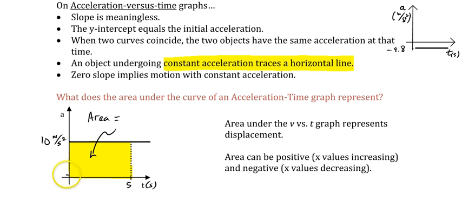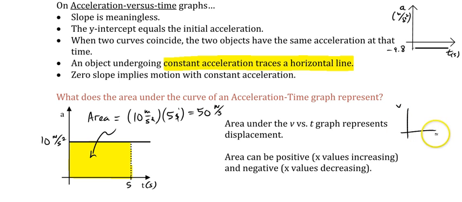Let's take the height of the box, which will be 10 meters per second squared, and multiply by the width of this box, which is 5 seconds, and this gives us an answer of 50. Again, you can see units canceling out, and we will end up with meters per second. And hopefully you're getting an idea what it represents. The area on a velocity time graph, when we calculate the area of that, represented displacement. But when we calculate the area under an acceleration time graph, it represents a velocity.